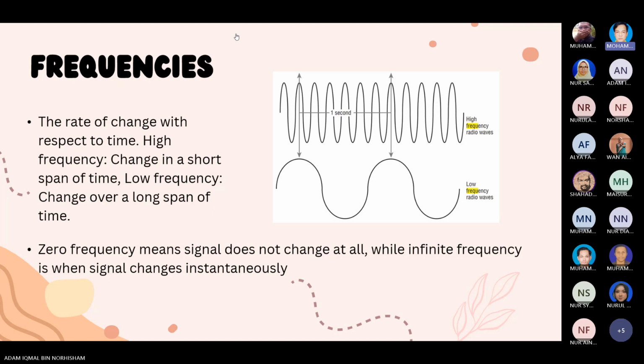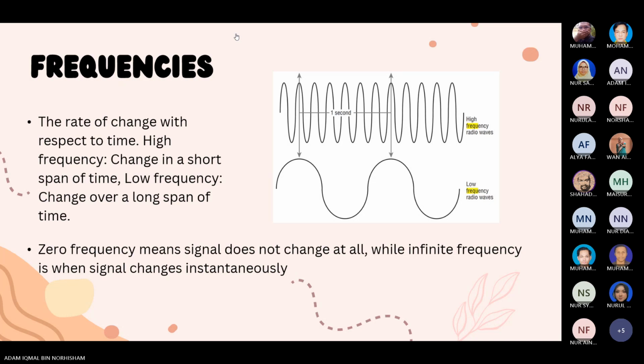Assalamualaikum warahmatullahi wabarakatuh. Saya Muhammad Arif Sabri and I will be presenting about frequency. Frequency is the rate of change with respect to time. Kita boleh faham kalau high frequency bermaksud dalam satu kadar masa yang pendek, perubahan akan berlaku. Kalau low frequency, perubahan akan berlaku dalam kadar masa yang panjang. Zero frequency means signal does not change at all, while infinite frequency is when signal changes instantaneously. Zero frequency maksud signal tiada perubahan, maksudnya dia static. Kalau infinite frequency, banyak perubahan berlaku dalam masa yang singkat.